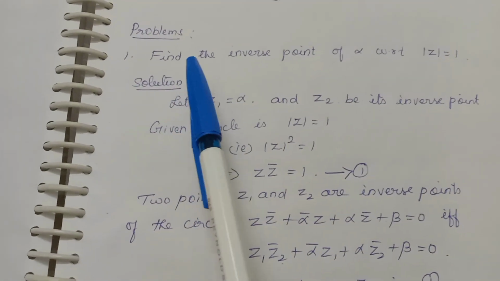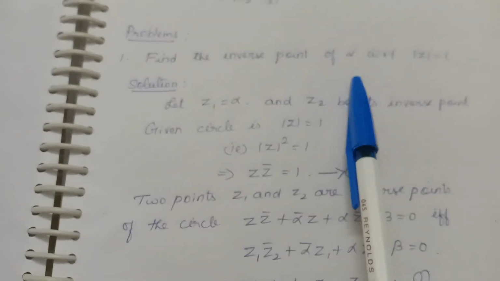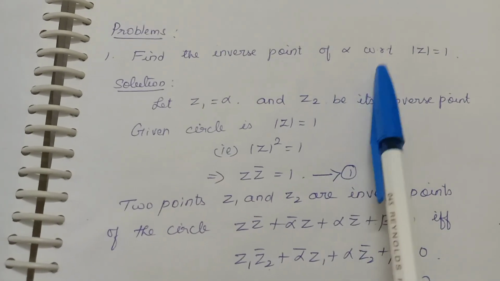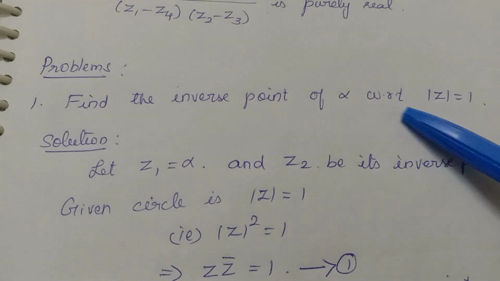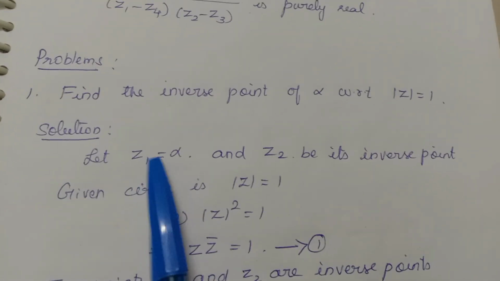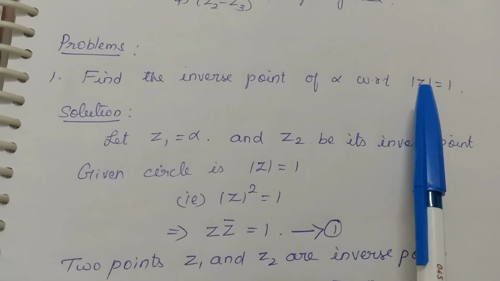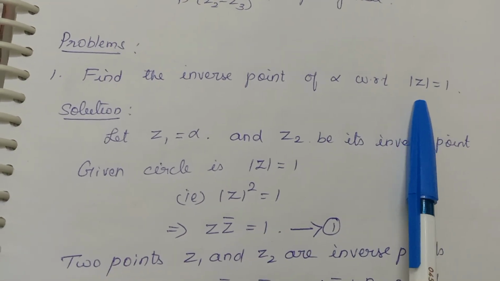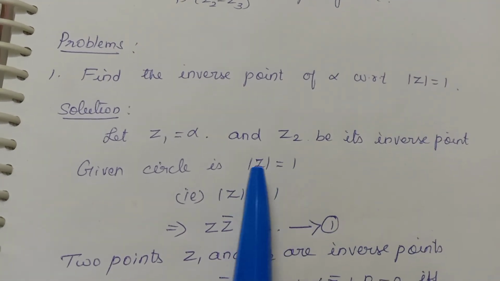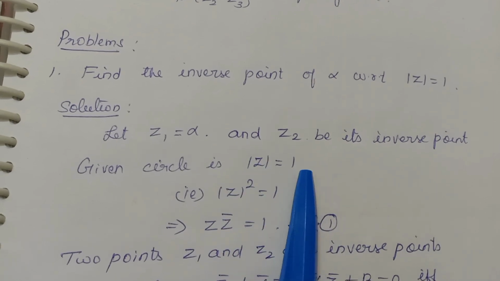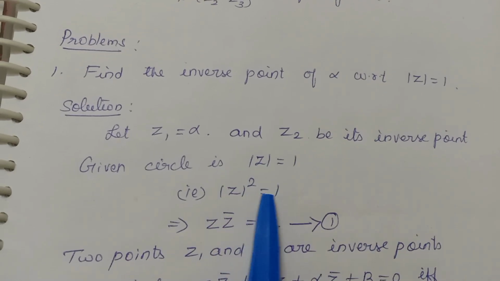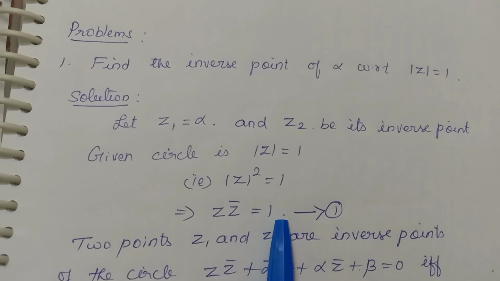This is the first problem. Find the inverse point of alpha with respect to mod z equal to 1. So let's take z1 equal to alpha and z2 be its inverse point. Now let us write the circle equation in the standard form. Mod z equal to 1 means it's a circle with center at origin and radius equal to 1 unit. Let's square on both sides. So it will be z z bar equal to 1.